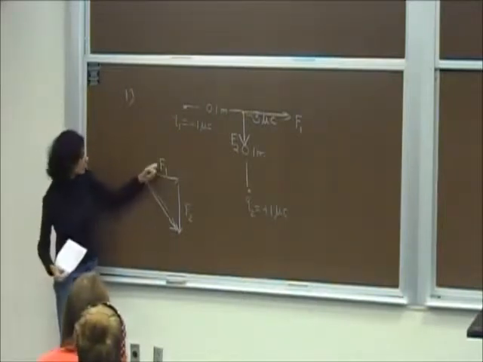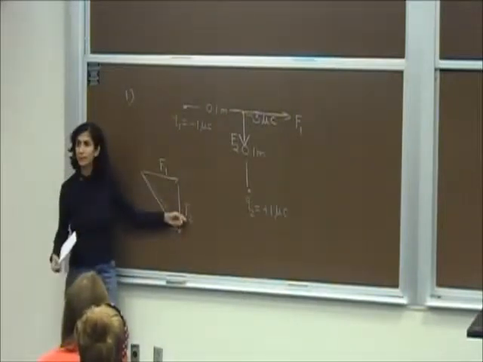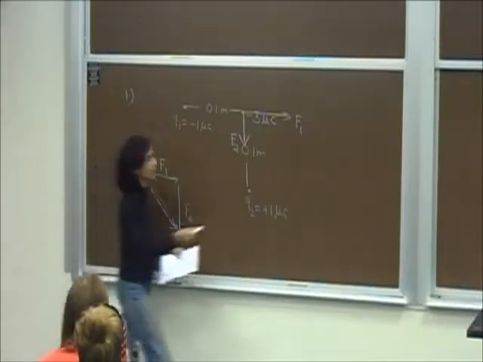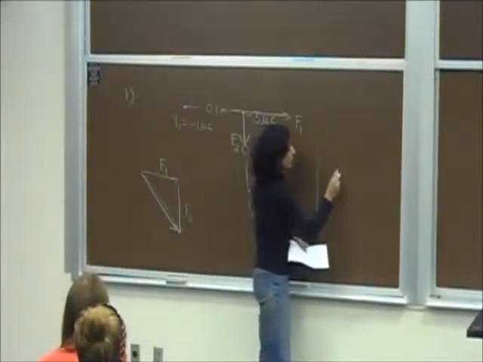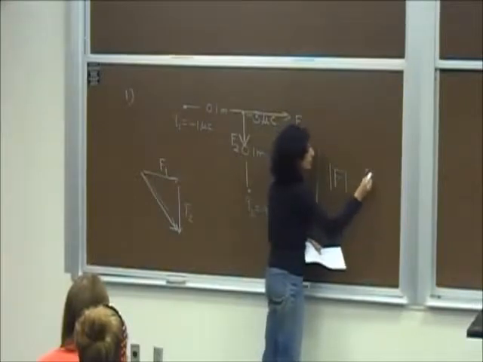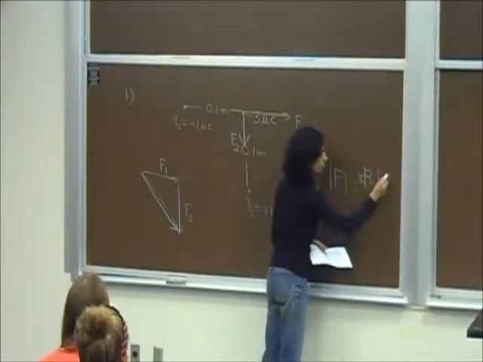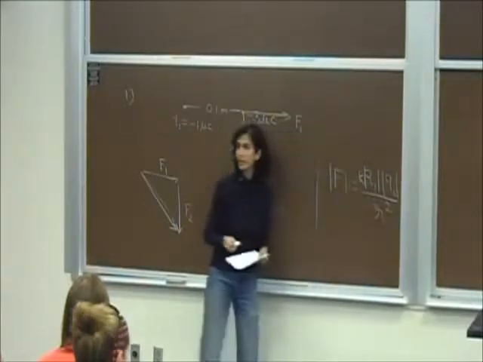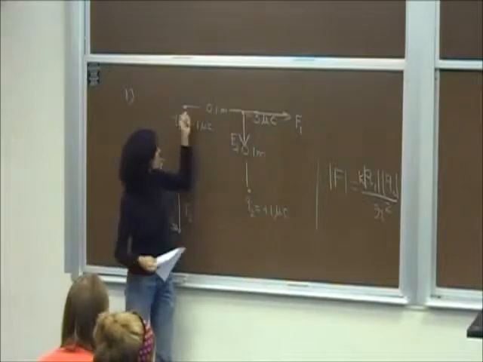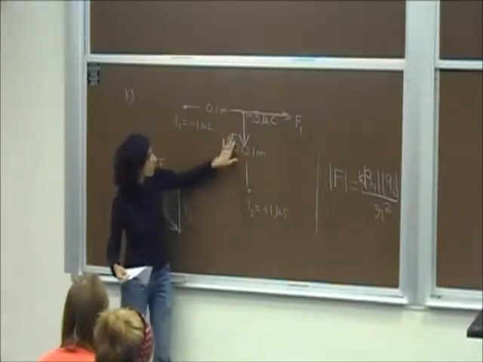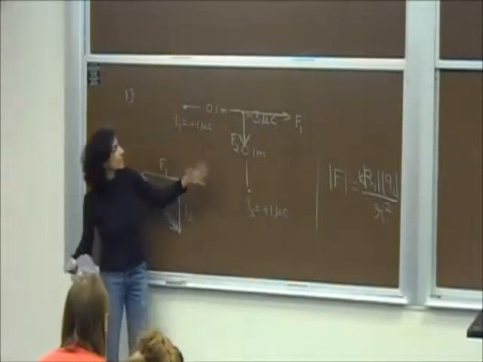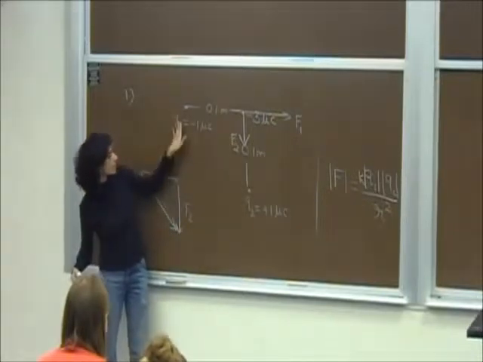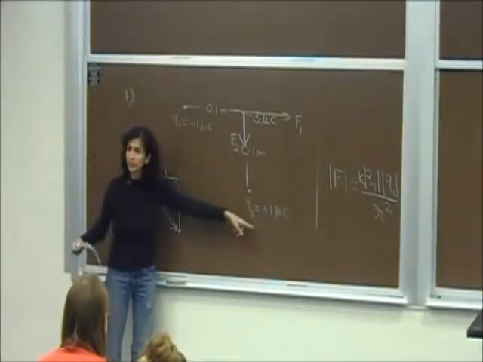And in fact, is the magnitude of F1 and F2 the same? The magnitude will be given by, remember from Coulomb's law, the magnitude of force between two charges is K times the magnitude of Q1 times the magnitude of Q2 divided by the distance between them squared. You can do that for this pair and this pair and find what F1 and F2 are, and you can see the magnitudes of F1 and F2 are the same because Q1 and Q2 have the same magnitude.